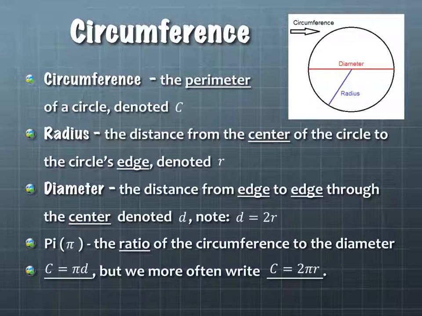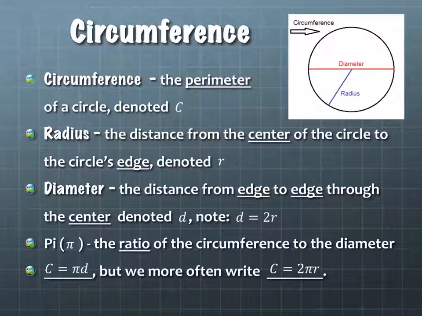The radius of a circle is the distance from the center to the circle's edge. We call it little r. We call circumference capital C. The diameter is the distance from edge to edge through the center. Got to go through the center. We denote it by little d. And you should notice that if the radius goes from the center to the edge, then the diameter goes from edge to edge, so it's two radiuses put together. So it's 2r. So d equals 2r.